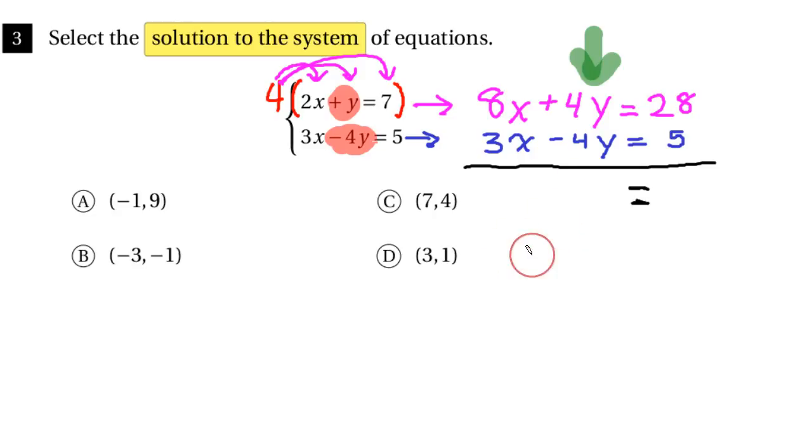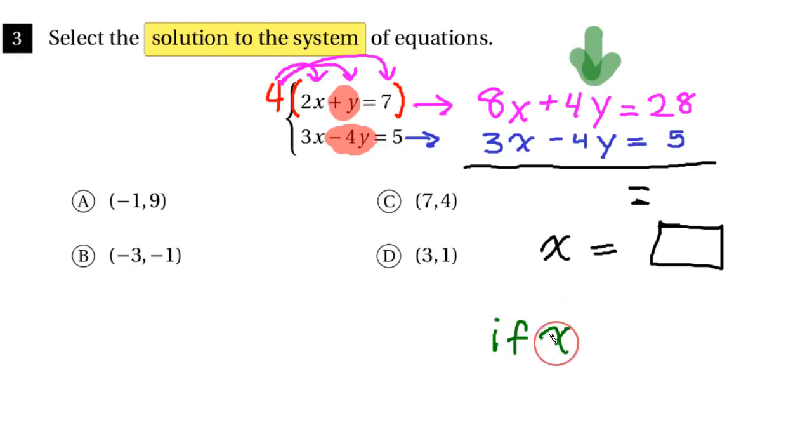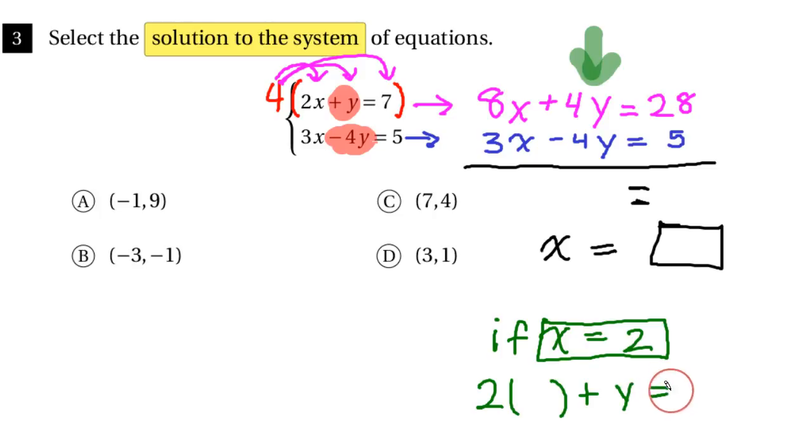So eventually, after you're done with all of your work, you're going to get x equals and then whatever your answer is right here. Once you have that, you can plug it into any of the original equations. So for example, let's just say if x equals, we'll say 2, because none of them have an x equals 2 as an option, I could plug that into the first equation, 2 times x plus y equals 7, and then say, okay, well, we plugged in 2, so then this would turn into a 4 plus y.